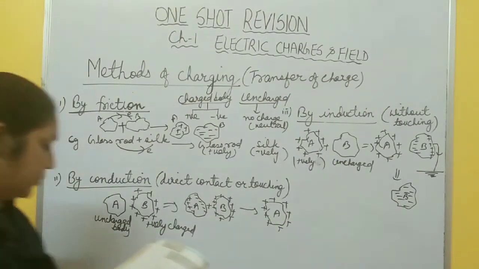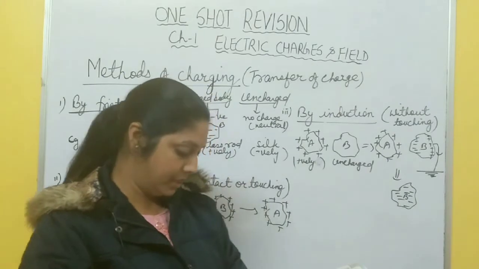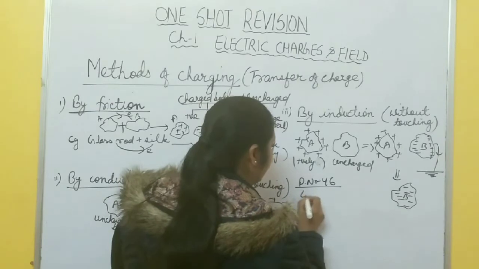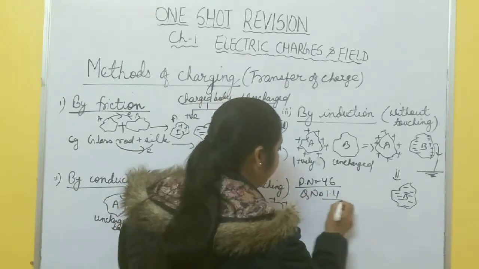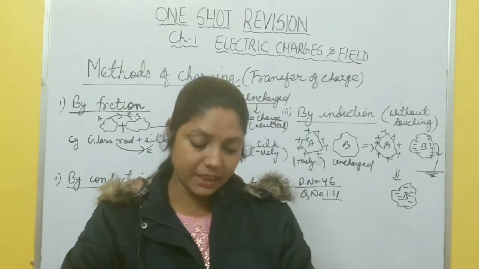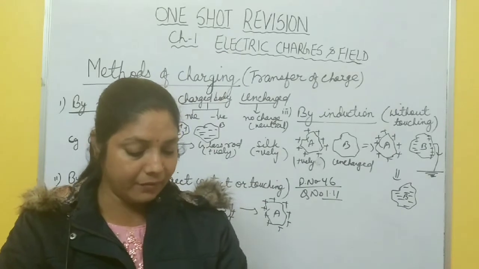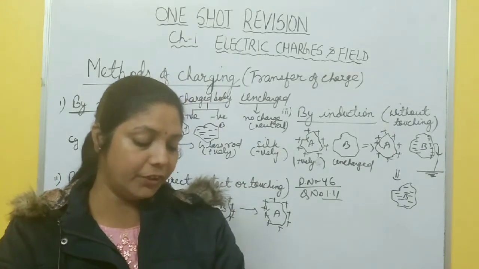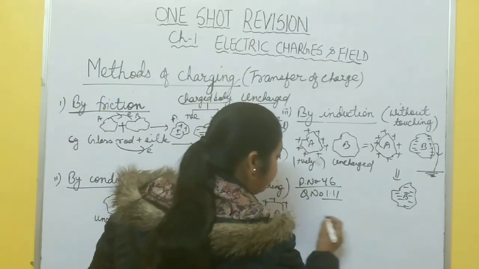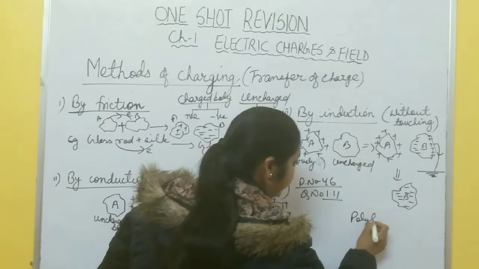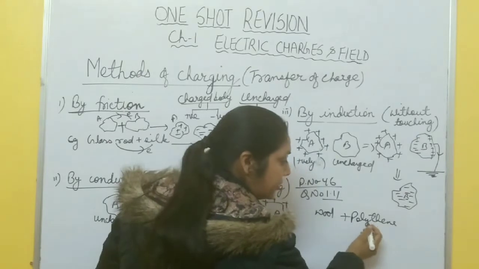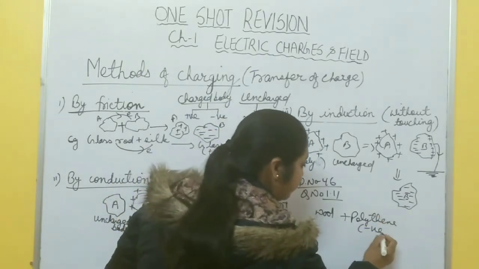After this, I am going to solve one numerical from the NCERT book, page number 46, question number 1.11, right? In this question, it is given that a polyethylene piece rubbed with wool is found to have a negative charge of 3 into 10 to the power minus 7 coulomb. When a polythene piece is rubbed with wool, this polythene piece becomes negatively charged.